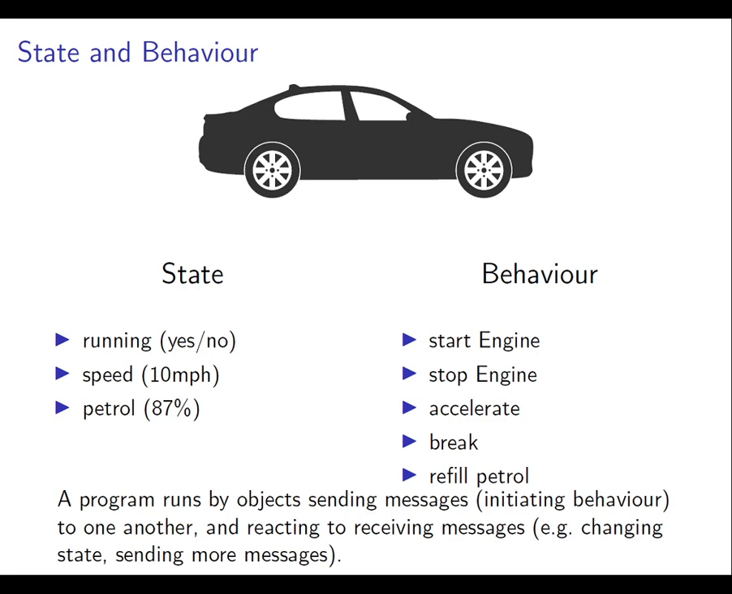So a program runs by means of objects sending messages to one another, and this is the way in which objects initiate behaviour, and by objects reacting to receiving messages. So a way in which an object might react to receiving a message is it might change its state, or it might send more messages. It might send a message to some other object.